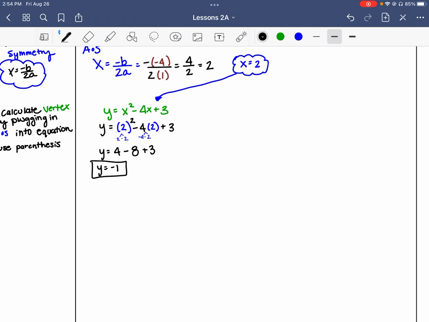Now remember that my vertex is a point. And the way we write a point is we use a parentheses and a comma in between. My x value is going to be my axis of symmetry always. And my y value is going to be what I calculate in step 2. So my x value was 2. And my y value that I just found right now was negative 1.